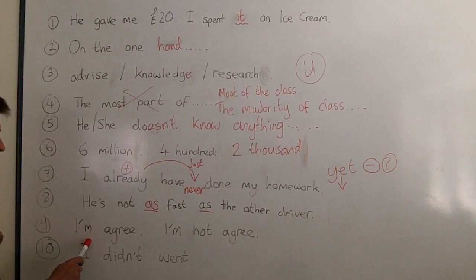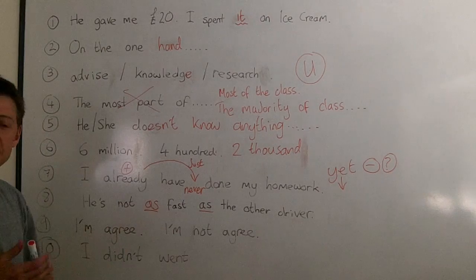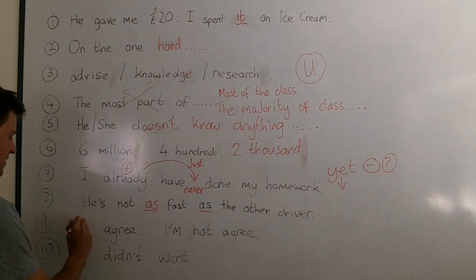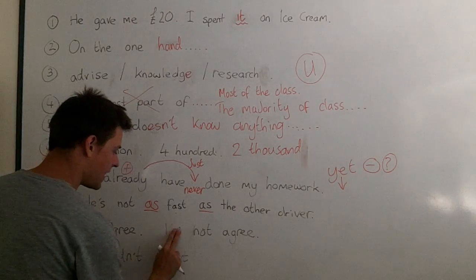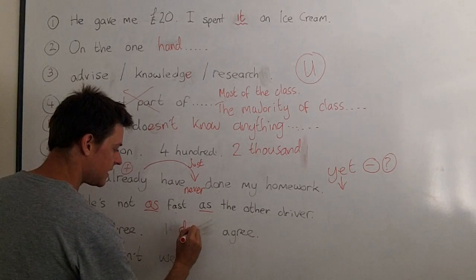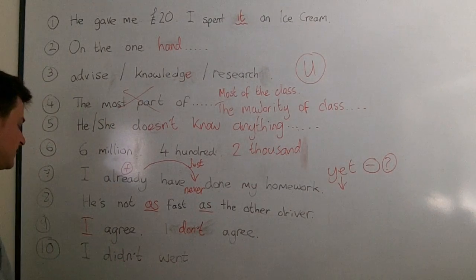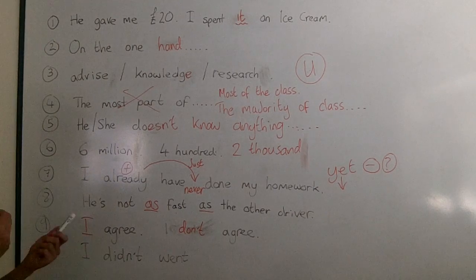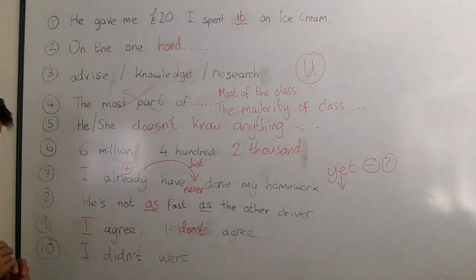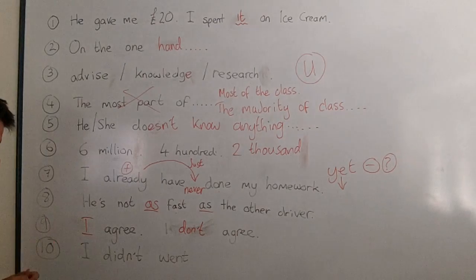Okay, number 9. I am agree, I am not agree. I don't know why, but this is a very typical mistake. I agree. I don't agree. It's a verb. Agree is a typical English verb, and to make it negative we use don't in present simple. There's no need to use the auxiliary verb be. There's no I am agree, no, just I agree. I am in agreement, maybe, but just I agree.